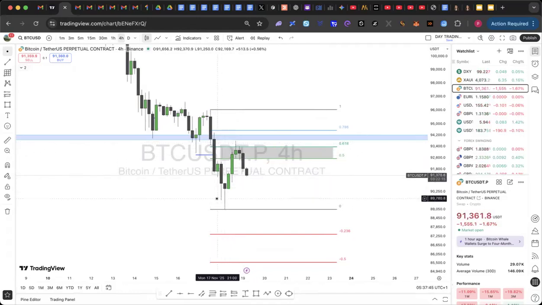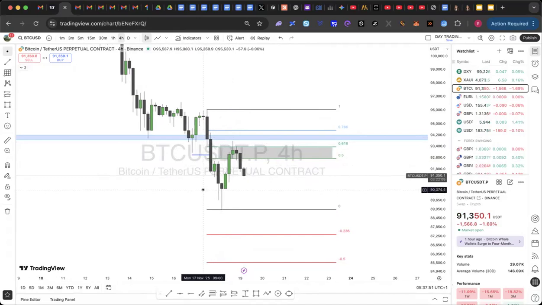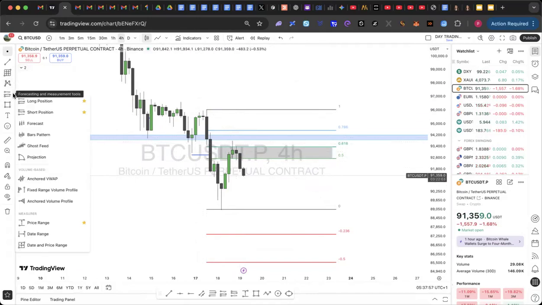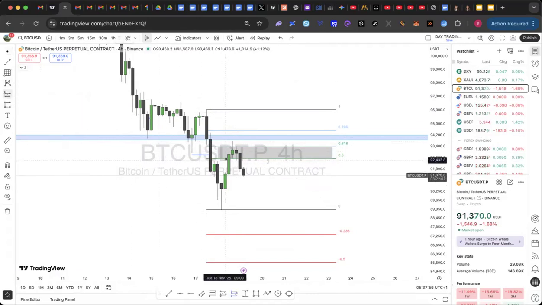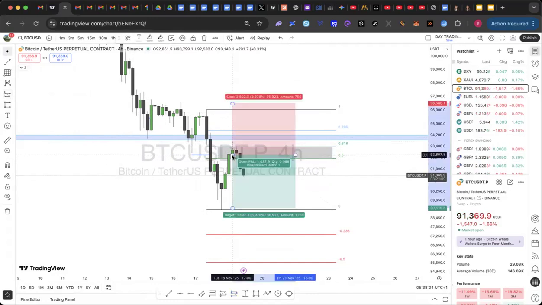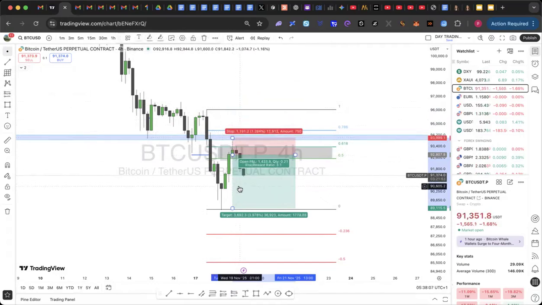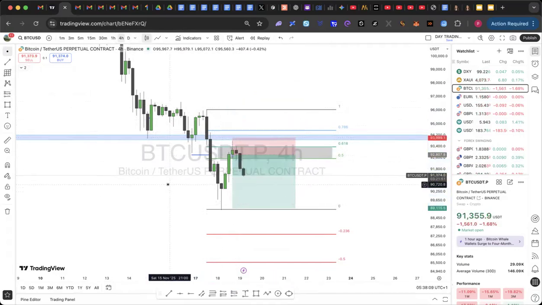What happened here? Power of three: accumulation, manipulation, and distribution. Entry was here. Now, the same thing on this one: accumulation, manipulation, and distribution. So for anyone who understood that the market was in a downtrend, the close of this candle was supposed to be his entry, and the stop loss at the top of that week.